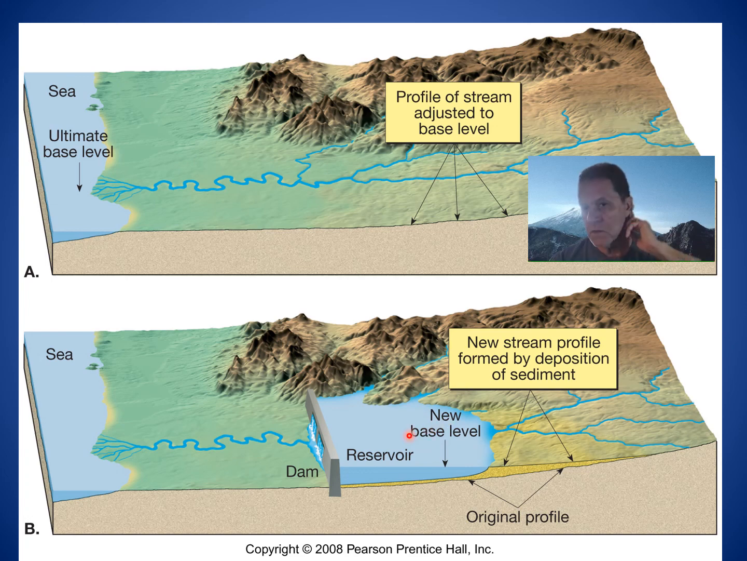And that's one of the problems we have with reservoirs, actually: rivers continue to dump material into the reservoirs. In order to keep these reservoirs open and full of water, sometimes we have to dredge material out.